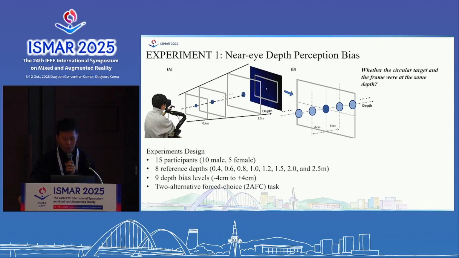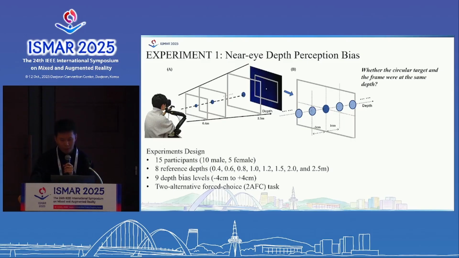To build our new model, we first need to measure and understand the depth perception bias. That was the goal of our first experiment. Our main idea was that existing models are not very accurate because users can't see depth correctly in VR in the first place, mostly because of the VAC. You can see the setup here.